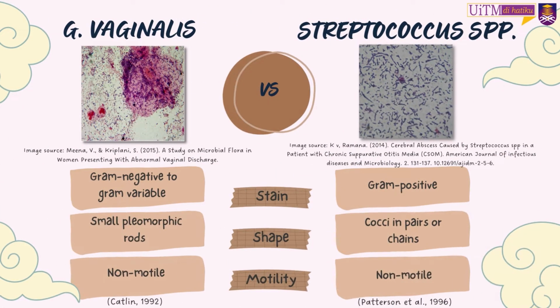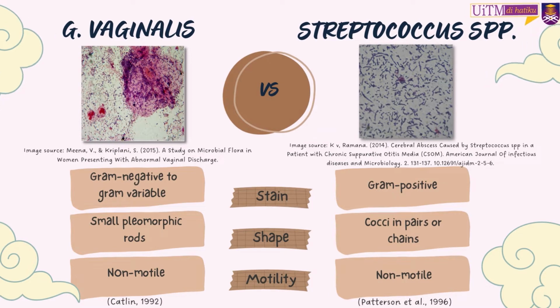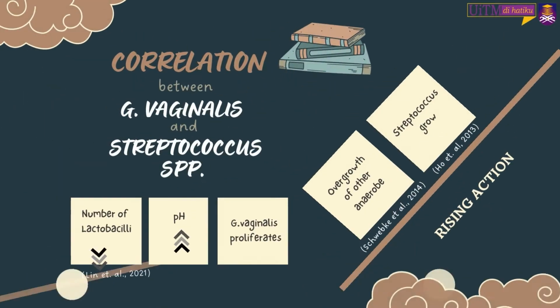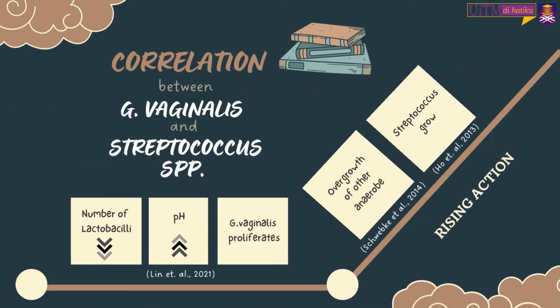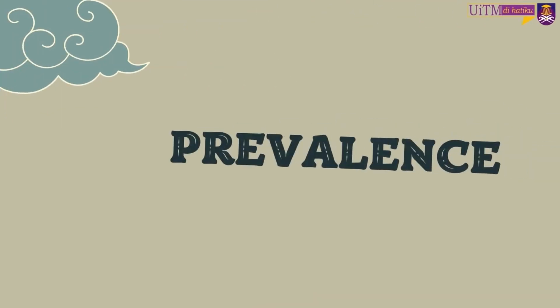Apart from GV, Streptococcus species can also be the normal flora of the human vagina. However, these two species can be distinguished. GV and Streptococcus species are also correlated. Simply, when the number of GV increases, the number of Streptococcus species will also increase in cases of infections.